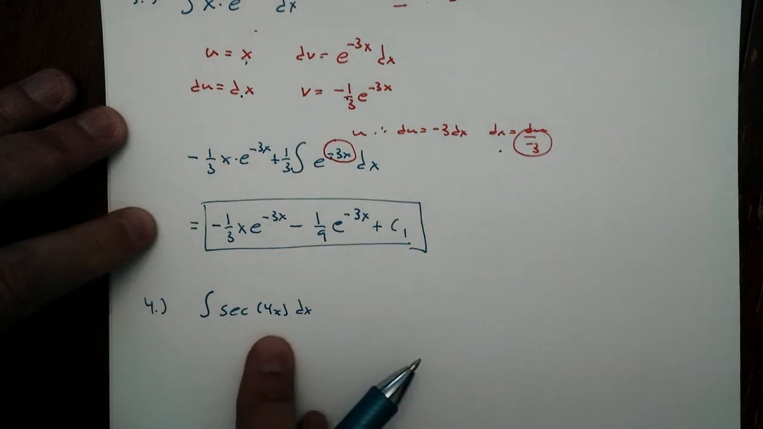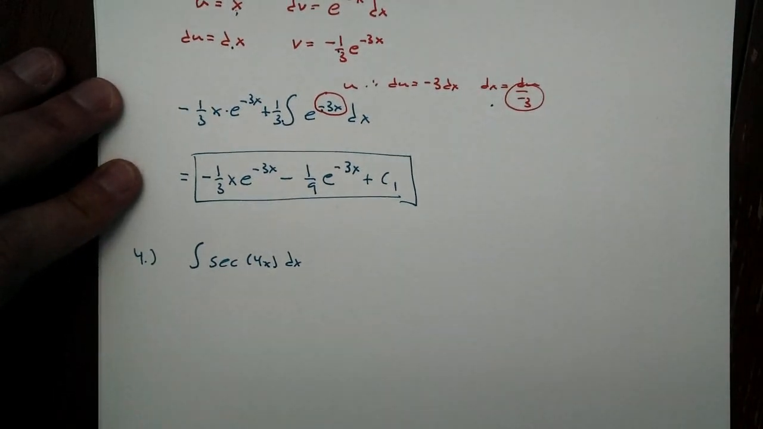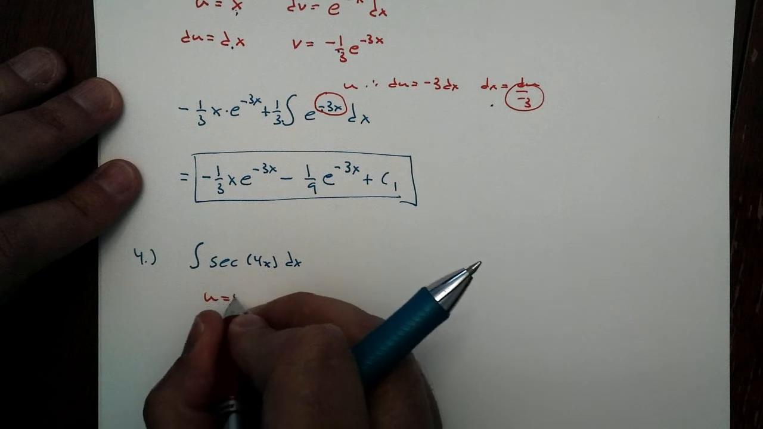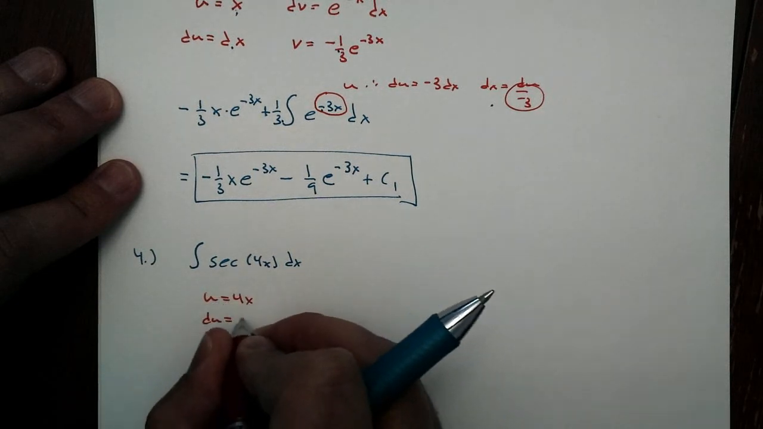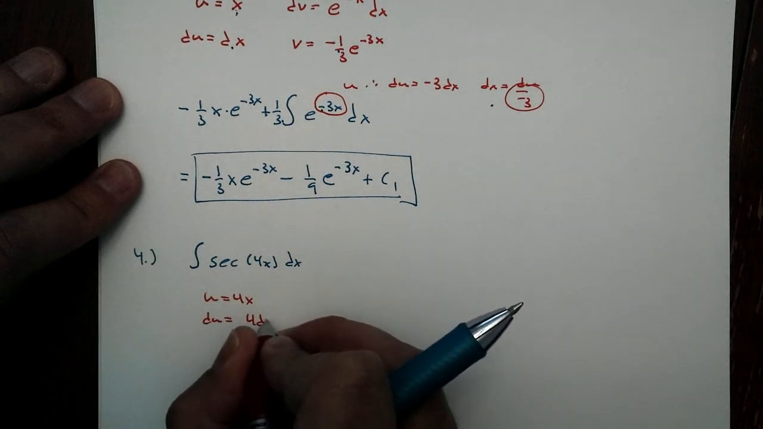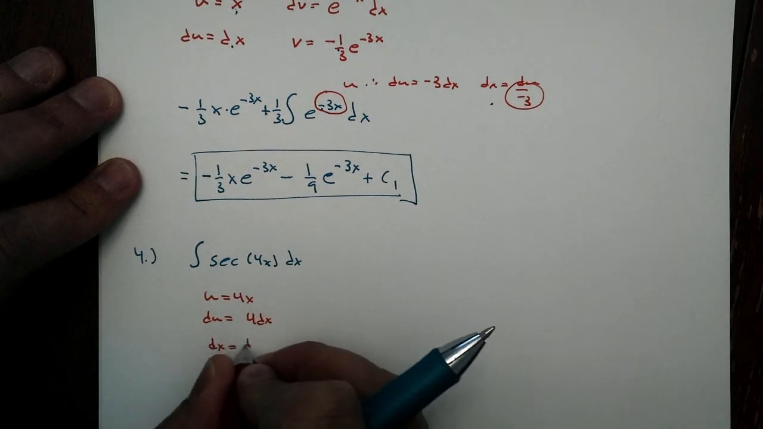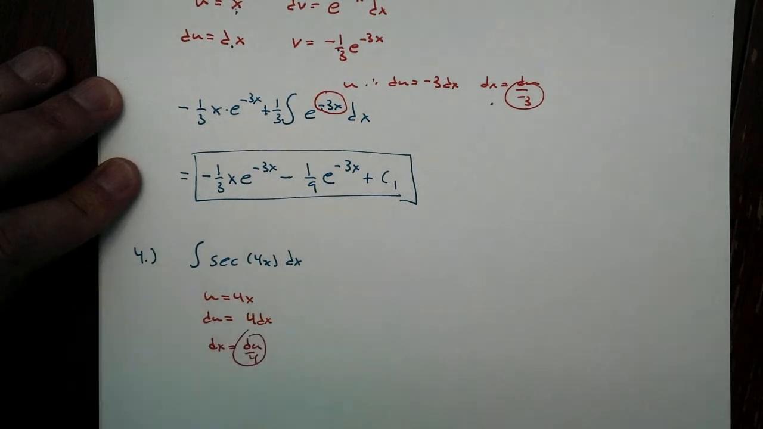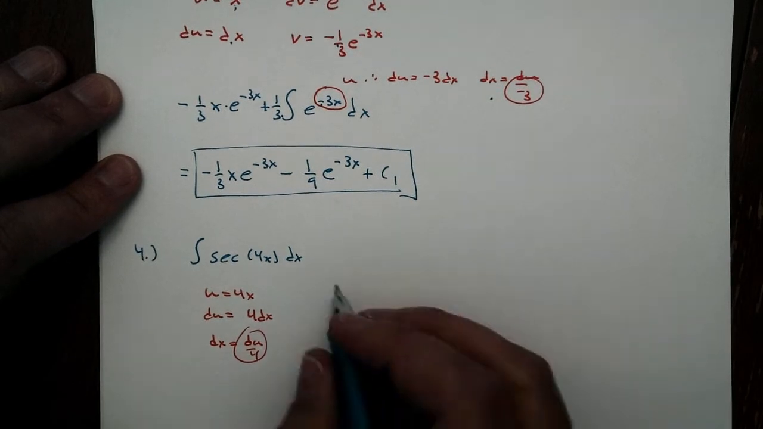Alright, so you can use U-Substitution here. We know that u is going to be 4x. du is 4 dx, so dx is, of course, du over 4. And that's just telling me I'm dividing by 4 in my final answer there.